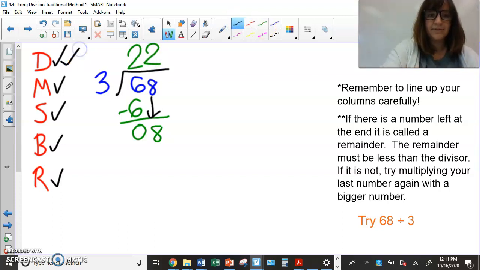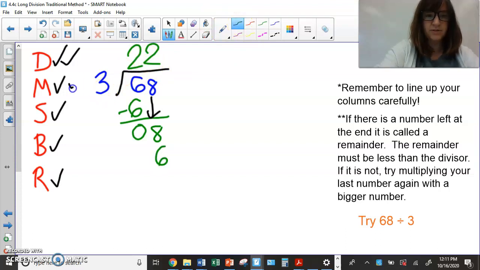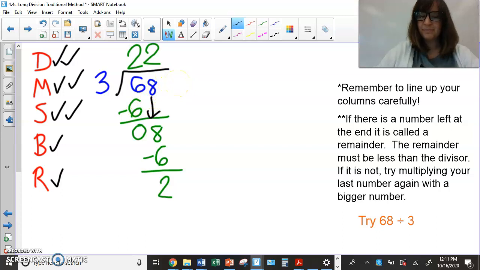So now I'm going to multiply the number I just wrote, which is 2. I'm going to multiply 2 times 3, which is 6. I've multiplied. Now I'm going to subtract. I'm going to do 8 minus 6 is 2. Is there anything over here that I can bring down? Nope. So I am done. My R, I'm not going to be able to repeat this problem because I have nothing left to bring down. This number at the bottom is called my remainder, okay?